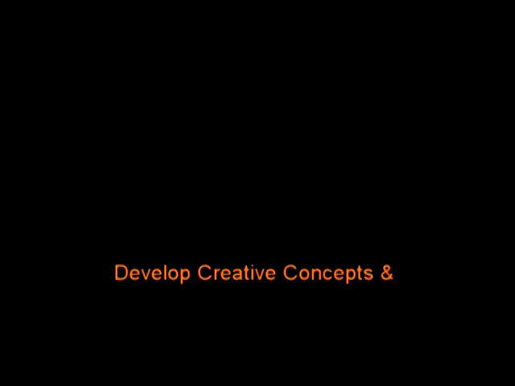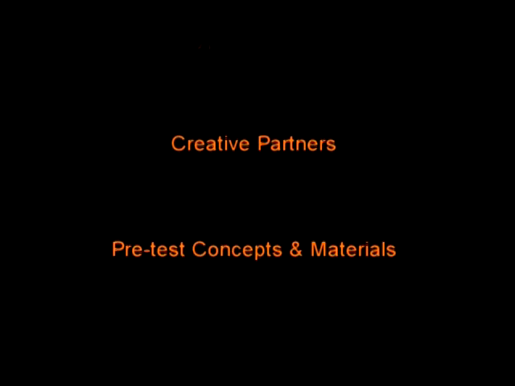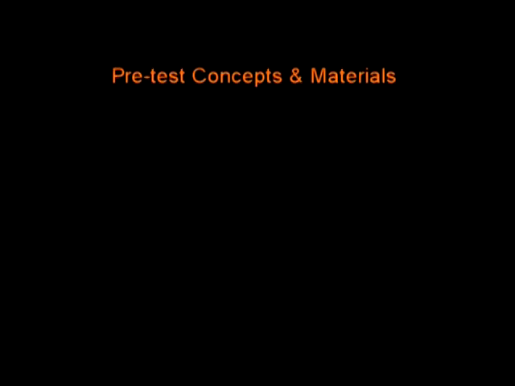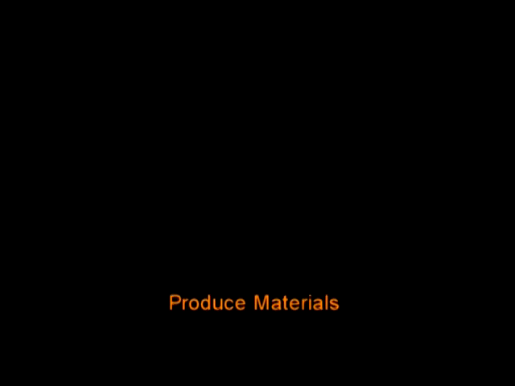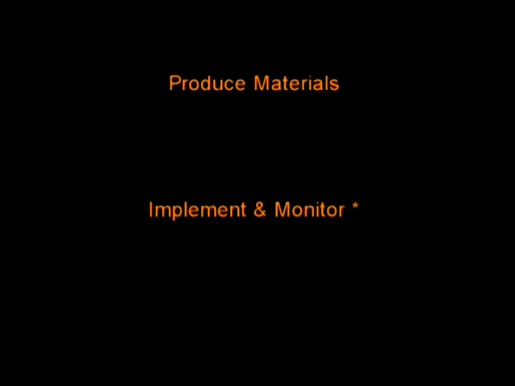Step number 5, develop creative concepts and prototype materials with creative partners. Step 6, pre-test concepts and materials. Step number 7, produce materials. Lastly, implement and monitor. Although this is listed as amongst the last step, you should be planning your monitoring and evaluation from the very beginning of your program design.